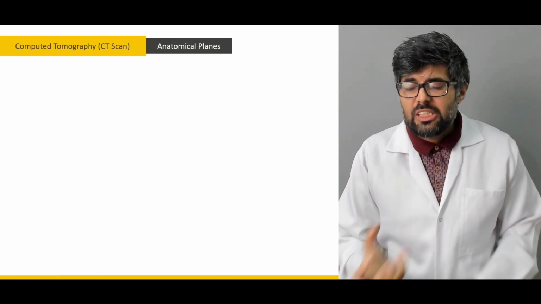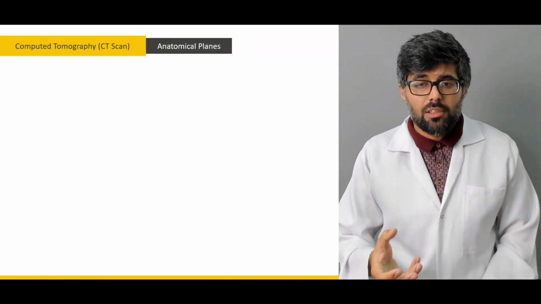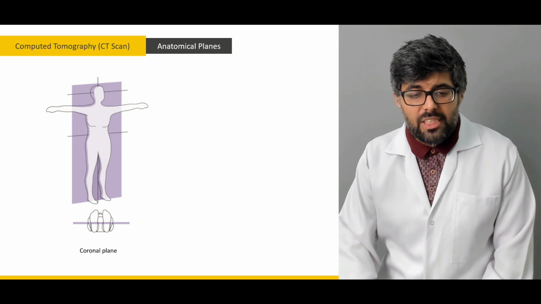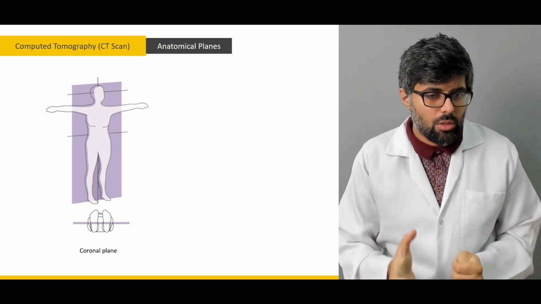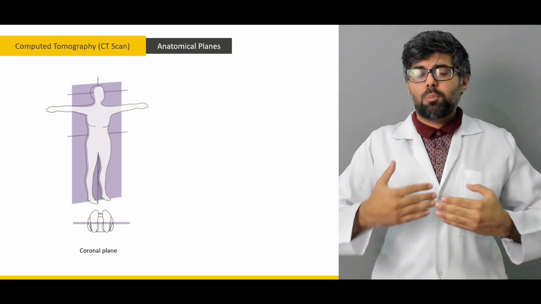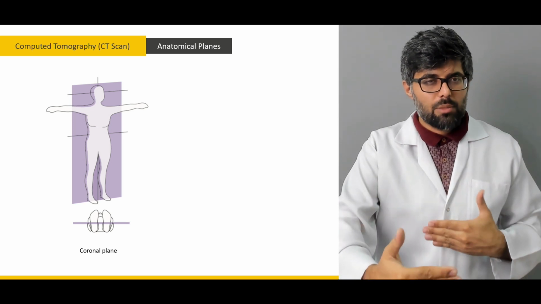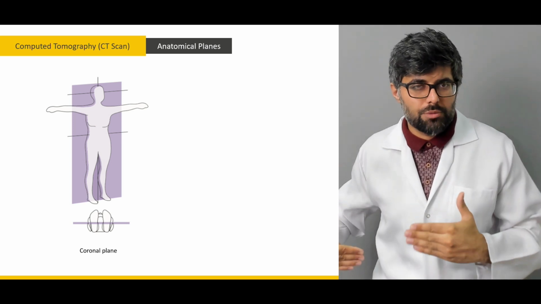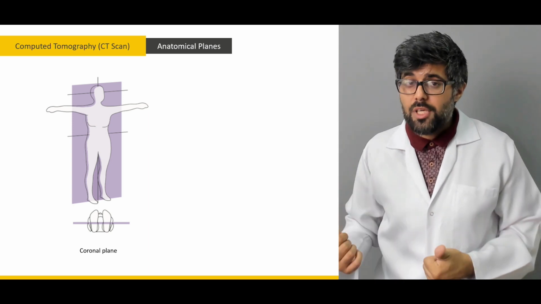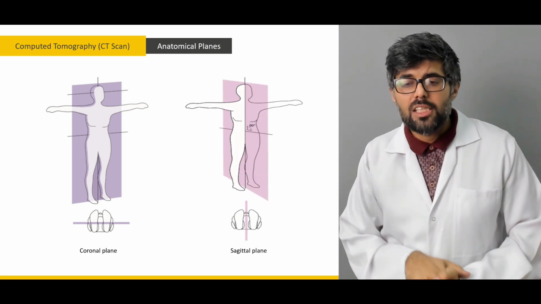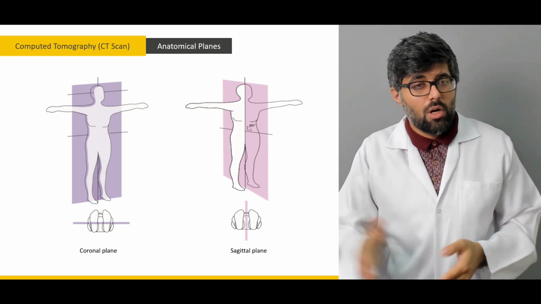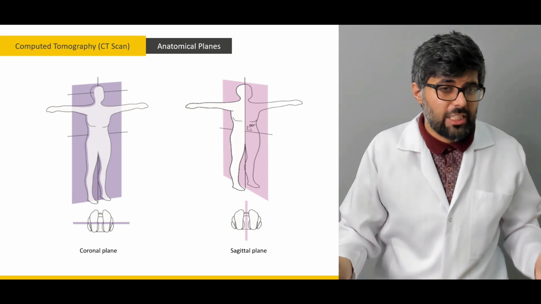Now, what are sagittal and coronal and axial? All of these are anatomical planes. One of the most common is the coronal plane. In the coronal plane, the body is divided into an anterior portion and a posterior portion, like the one we did in the conventional radiograph, the AP and PA radiograph. The second is the sagittal plane. The sagittal plane divides the body into a right section and a left section.